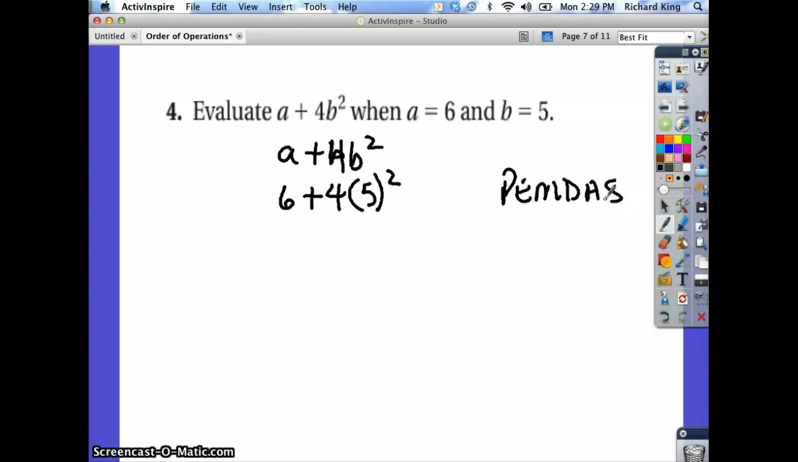Parentheses, well, this is a grouping symbol, but we're using it for multiplication and not the parentheses. So move to exponents. There is an exponent, so we'll do it first. 6 plus 4 times, and then 5 to the second power is 5 times 5, which is 25. Okay. Now we have multiplication and addition, so multiplication first. 4 times 25 is 100. And then we end up with 6 plus 100, which is 106.